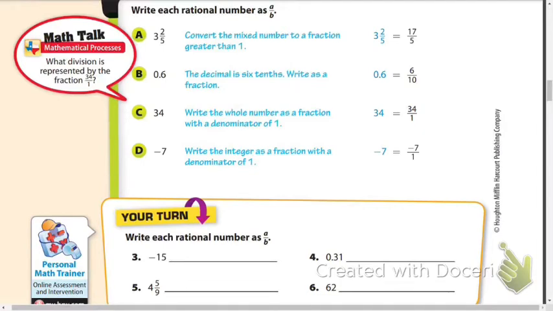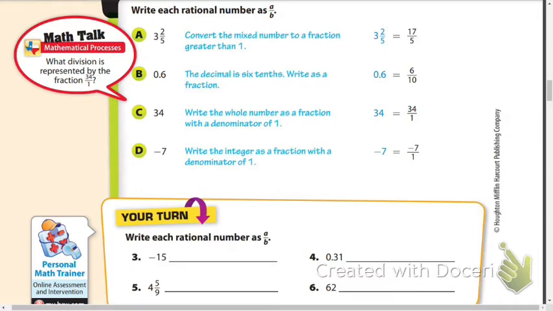Okay, so here we're going to practice writing each number as a rational number. So we already said that whenever we're writing these numbers, or whatever number they give us, whether it be a mixed number, a decimal, or an integer, a positive or negative whole number, we have to turn them into fractions. So here we're going to practice that.